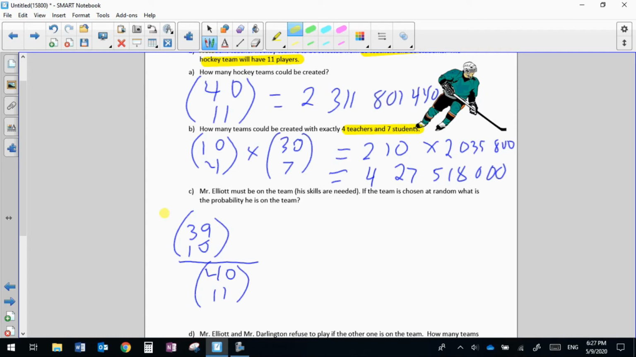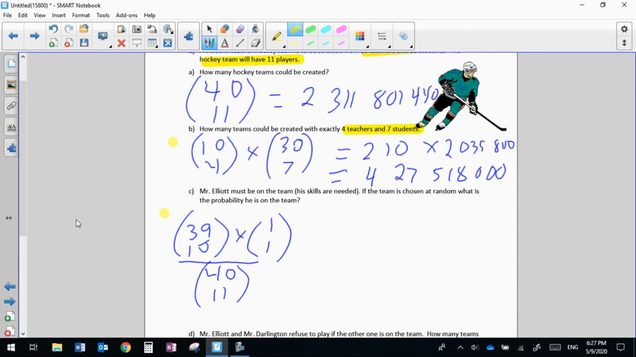That's the same as calculating the number of teams that Mr. Elliott is on, because then you're just reducing the problem to basically saying, you have 10 people on a hockey team out of 39. How many are there? Mr. Elliott has to be on the team. You will sometimes see people do this, though. They'll say times one choose one. There's exactly one way to pick Mr. Elliott on the team. In fact, it's kind of like this example up here with 4 teachers and 7 students. Instead, you're saying one Mr. Elliott and 10 of the other 39 people.